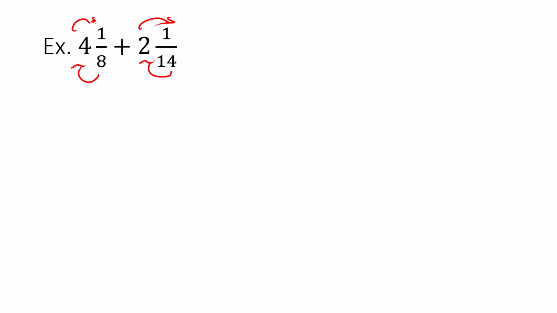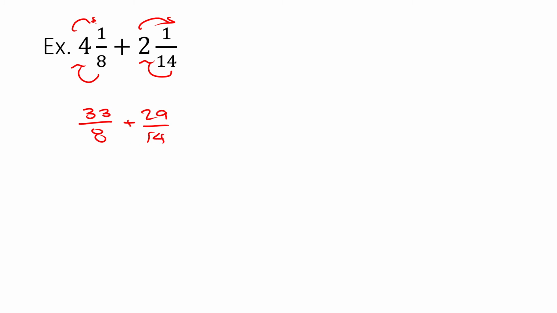32 plus 1 is 33. So 4 and 1/8 became 33 over 8. Plus, you do the same thing with 2 and 1/14. 14 times 2 is 28, plus 1 is 29 over 14.